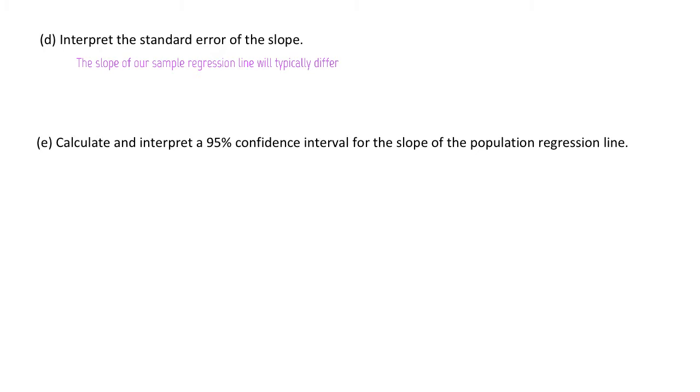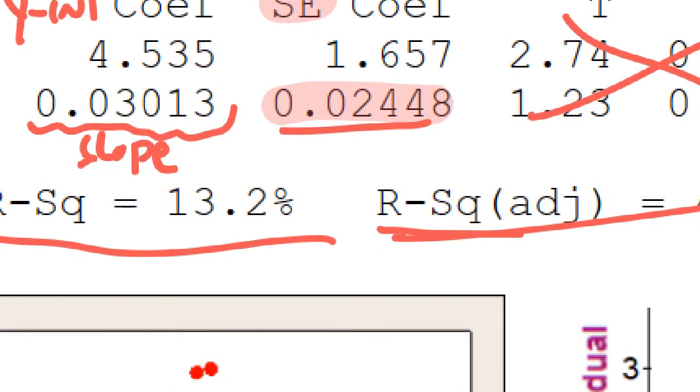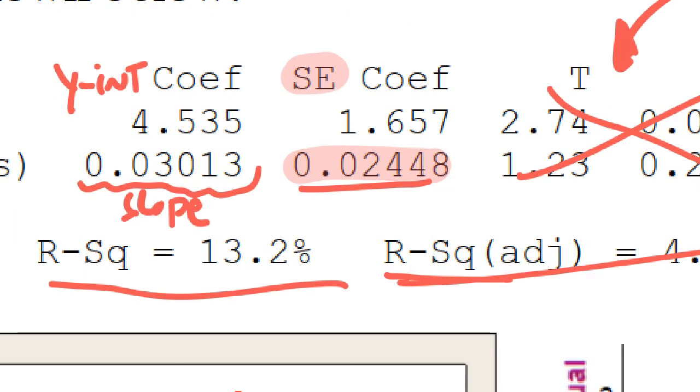So the slope of our standard sample regression line will typically differ from the true slope, or the slope of the true regression line or population, by about 0.02448, which was labeled up above. I'll show it to you in a second. Okay, and I'll come right back to that. But up here it's that highlighted number, 0.02448, because that's the standard error of the y-intercept. We never actually use this one, but we could, but we don't. And then the standard error of the coefficient of slope.